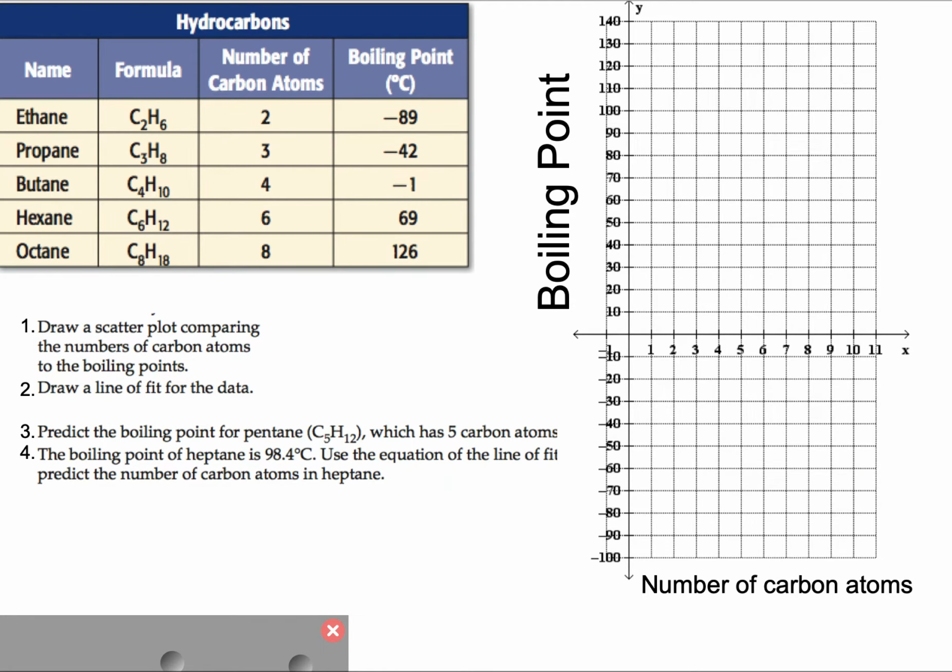Anyway, here on the hydrocarbons, draw a scatter plot comparing the number of carbon atoms to their boiling points. I went ahead and graphed all of these, so we can go through this a little more quickly. It looks like as you get more carbons in the carbon chain, it gets a higher boiling point. The data show that quite well.